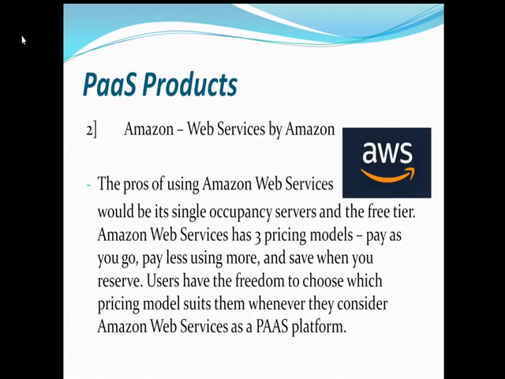Second one comes with Amazon. It is the AWS or Amazon Web Services. The pros of using AWS would be its single occupancy servers and the free tier. Amazon Web Services has 3 pricing models: pay as you go, pay less using more, and save when you reserve. Users have the freedom to choose which pricing model suits them whenever they consider AWS as a PaaS platform.